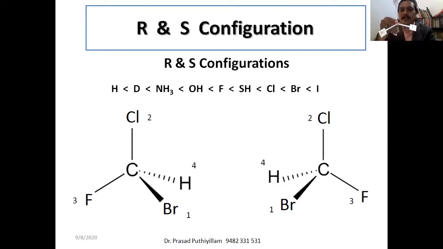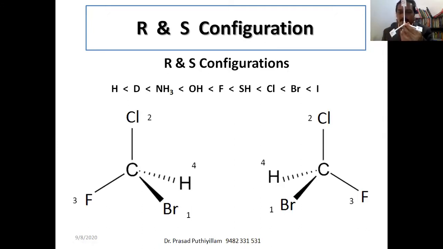So fluorine is towards the left side on the screen. This is the fluorine on the left side, chlorine at the top, and bromine towards the right side. Hydrogen is kept away from you. So this is chlorine, bromine, fluorine. Fluorine is towards the left side of the screen, bromine is on the right side, and chlorine is at the top. And the least priority, hydrogen, is kept away from the observer.